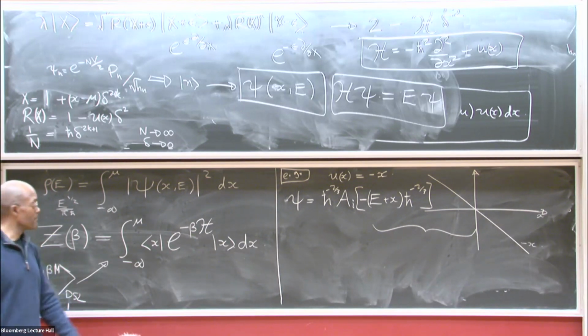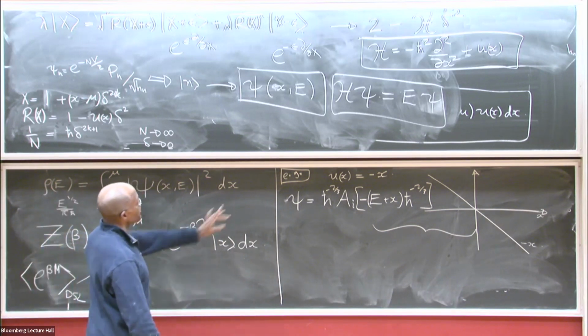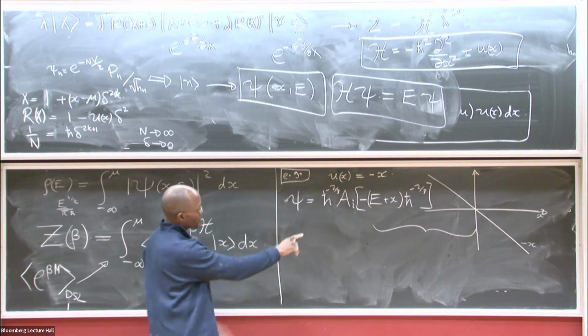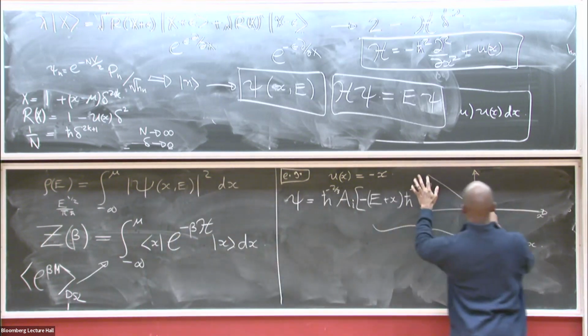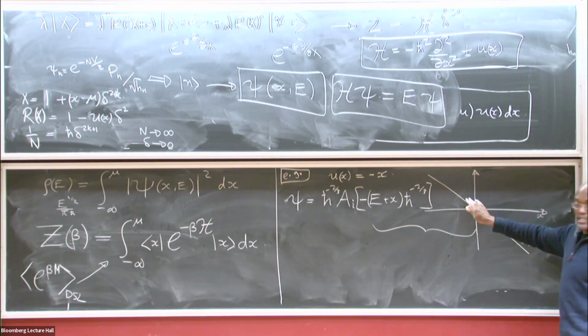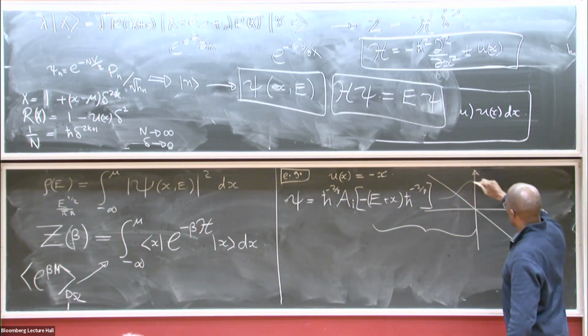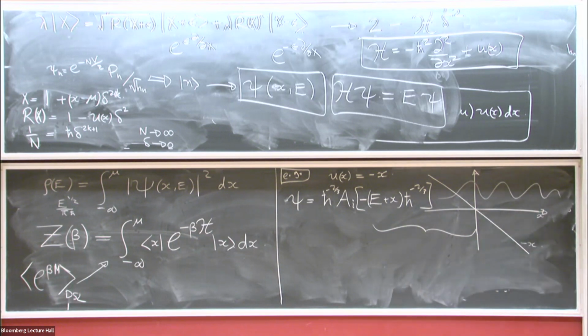And then, the way to make connection with what we did is to ask what is the W. For any potential I have here, I can write down the leading WKB form of the wave function.